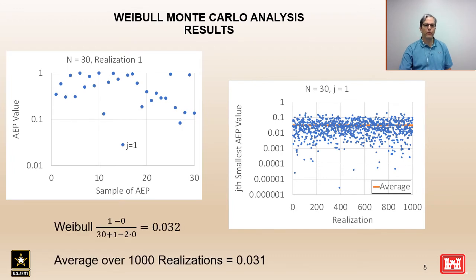We can also compare the result to the result we get from the Weibull plotting position formula with n equals 30, a rank of I equals 1, and the A parameter equal to 0. And you can see in this example that the two results are essentially the same. The small difference is due to sampling error based on the number of realizations. If we wanted a more accurate comparison, we would simply have to do more realizations.